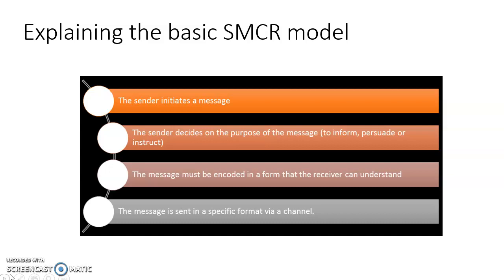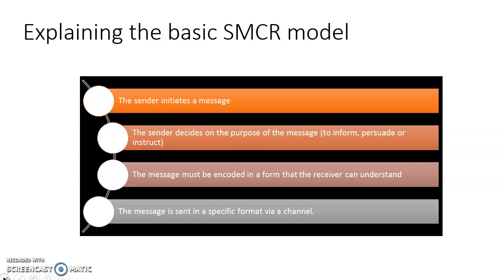Okay, then the message must be encoded in a form that the receiver can understand, and we do that in all sorts of different ways. So we do it in forming words, like we're doing now. It can be other things, like the tone of your voice or the laughter, or how you write something down, whatever it is. Okay, you encode the message and then you send it in that specific format via a channel. So speech, touch, smell, hear, that sort of thing.